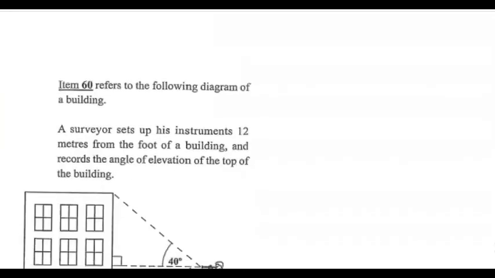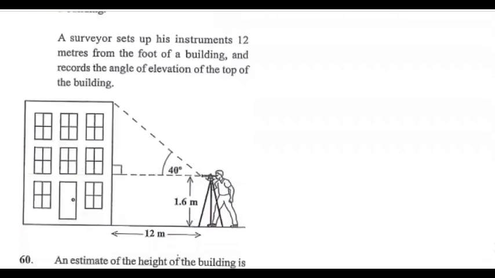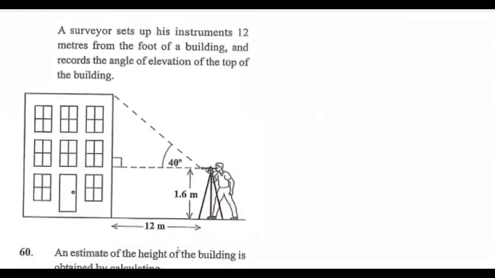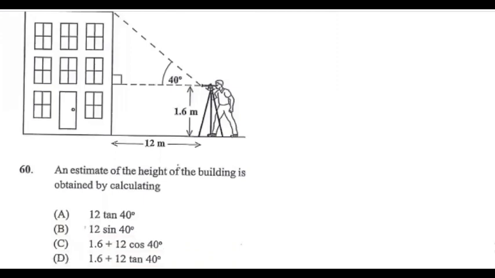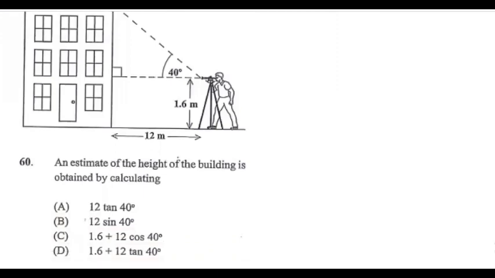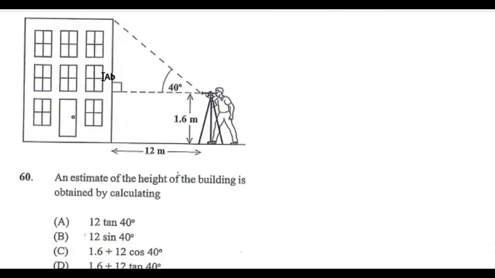And the last question, question 60. A surveyor sets up his instrument 12 meters from the foot of a building and records the angle of elevation of the top of the building. An estimate of the height of the building is obtained by calculating. So we're looking at the height of the building, which is opposite 40 degrees. We have our opposite, which is what we're trying to find, and we have adjacent, which would be the distance from the building, which is the distance the man is standing. The angle of elevation is 40. So we have opposite and adjacent.